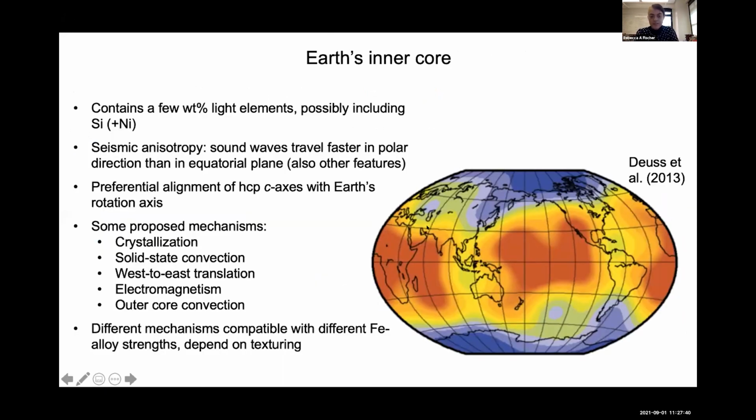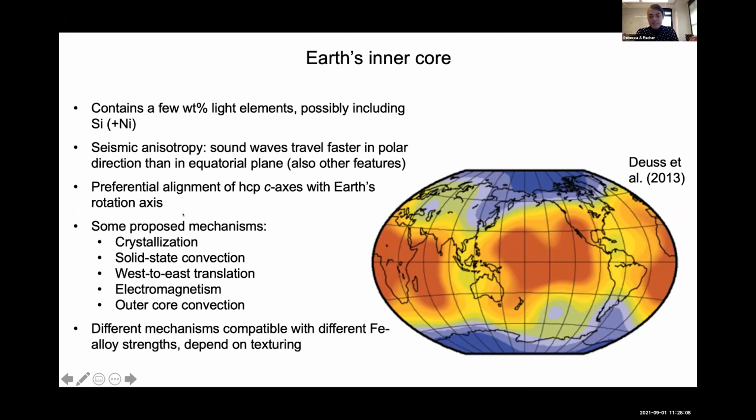So the Earth's inner core contains a few weight % light element, possibly including silicon. It also probably contains a few weight % nickel. It exhibits seismic anisotropy, meaning that sound waves travel faster in the polar direction than in the equatorial plane. It also has some other complex features that I'm not going to get into. Its anisotropy is thought to be caused by preferential alignment of HCP c-axes with the Earth's rotation axis.